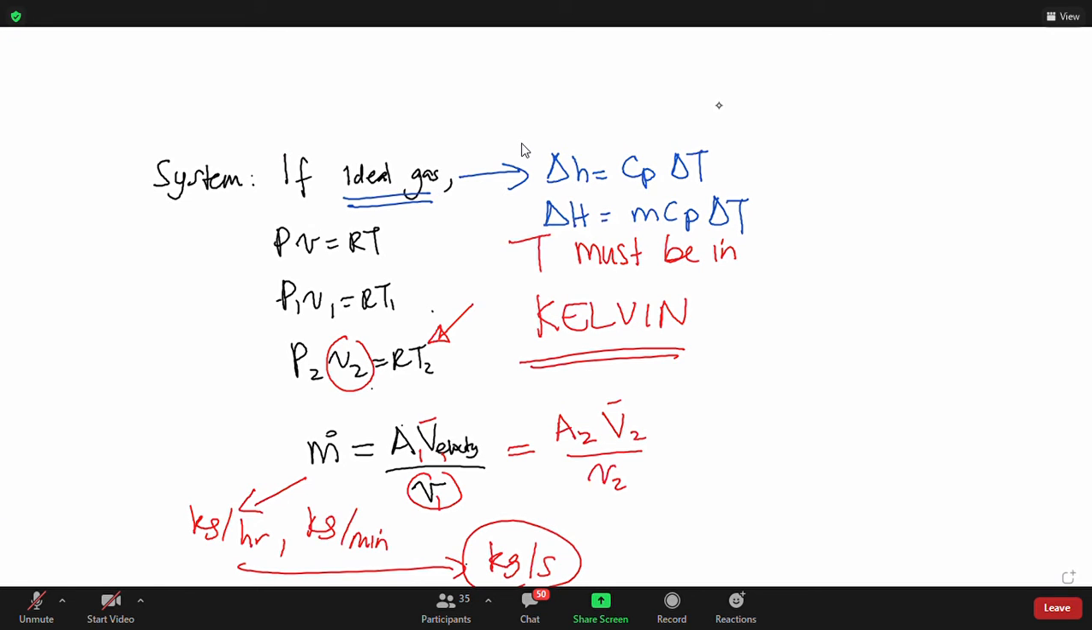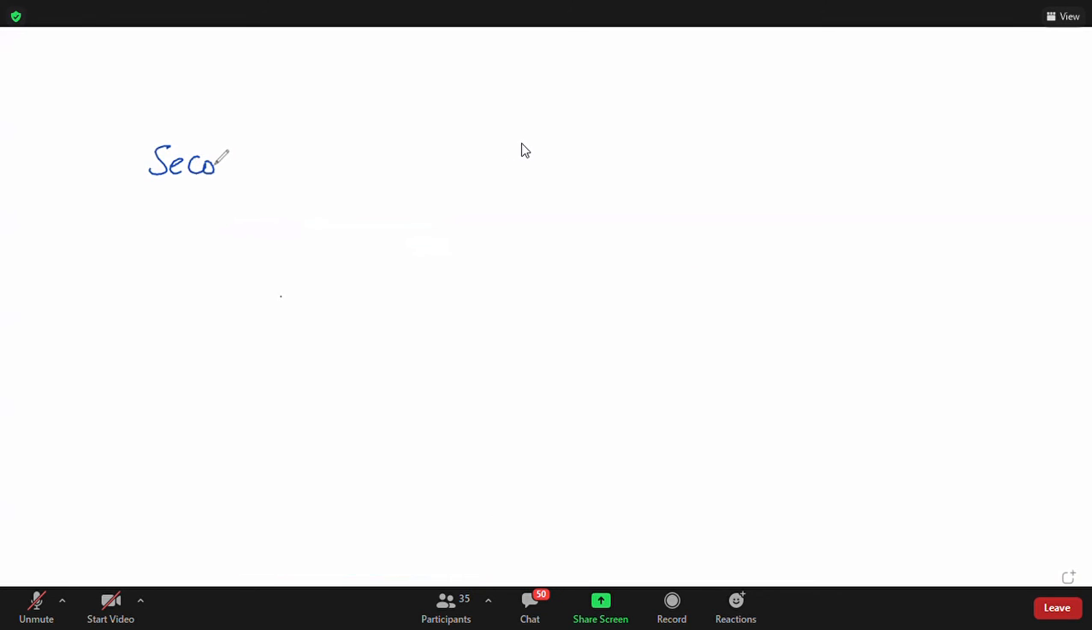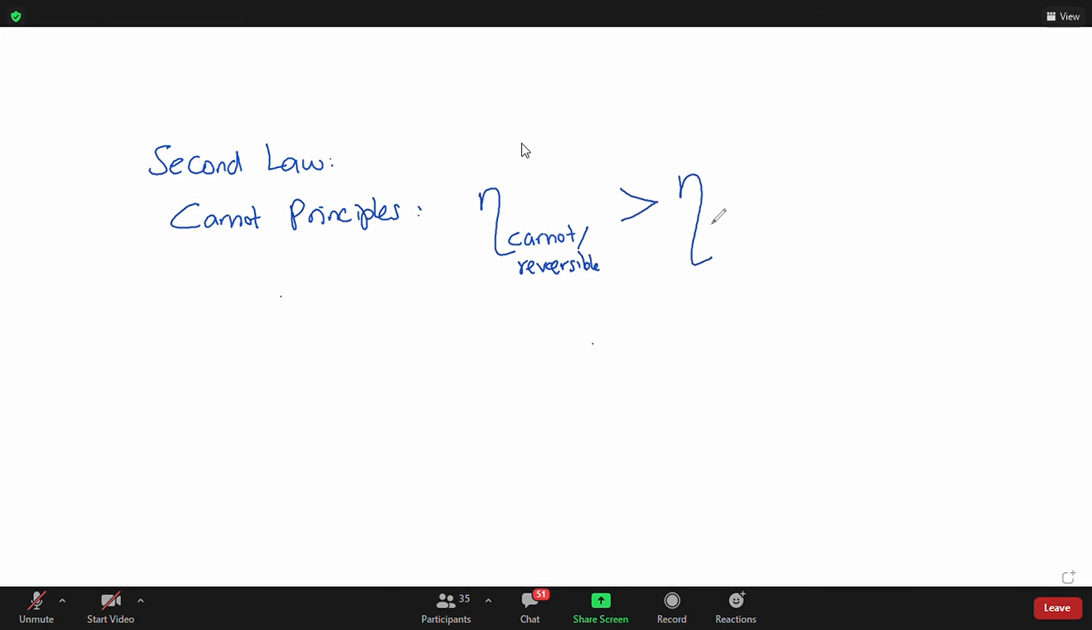Right. Now, going to the second law, Carnot. What does Carnot say? This one I want you to remember forever and ever. The efficiency of the Carnot cycle, the reversible, is always higher than the irreversible. That's what Carnot says.